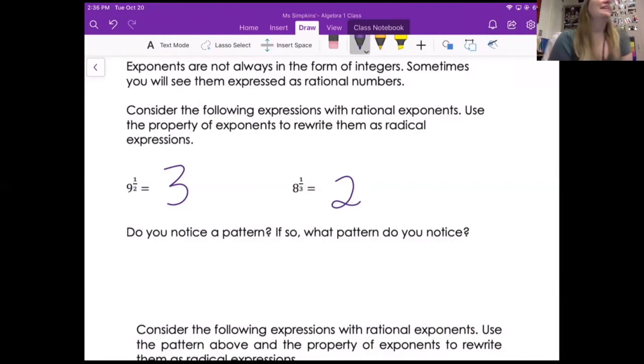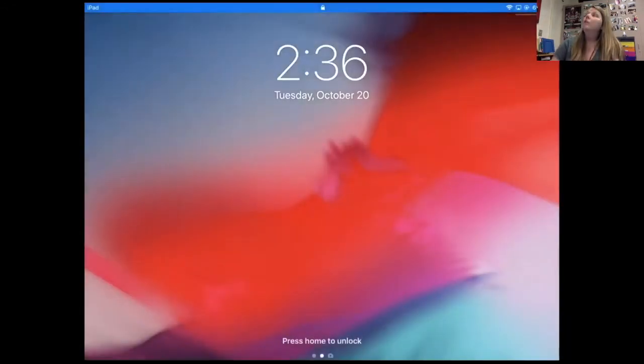Yes. Oh my gosh, Madison. Yes. So Madison goes, sorry if I yelled at you guys, my bad. Is the fraction whatever the root is? And that is a yes. So for the 9, since the fraction is 1/2, we're taking the square root. The square root of 9 is 3.